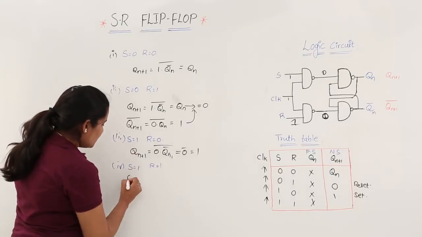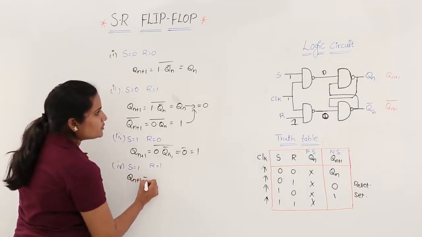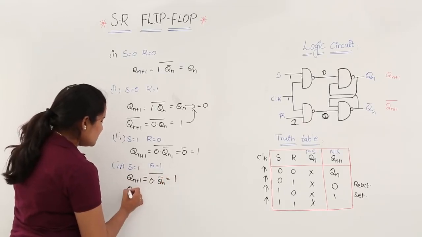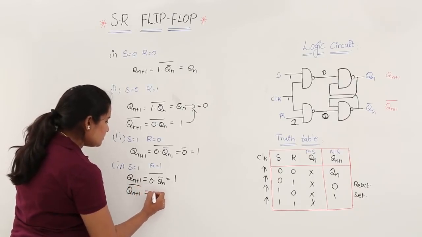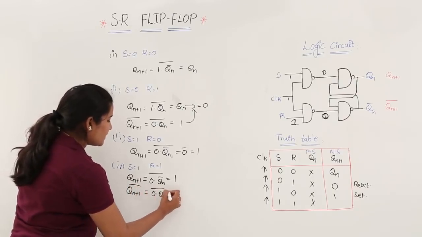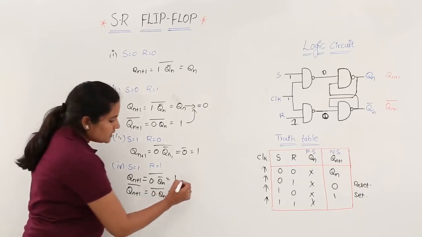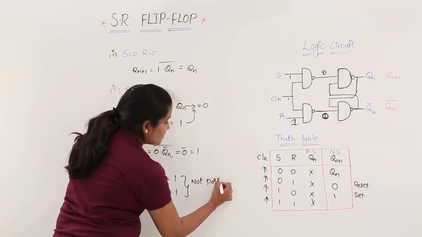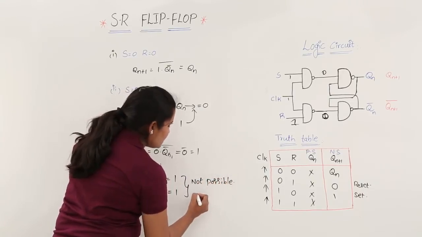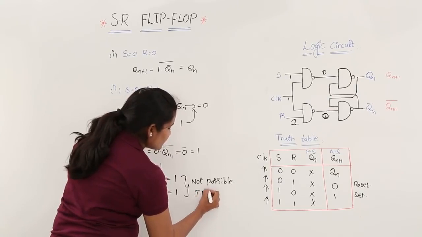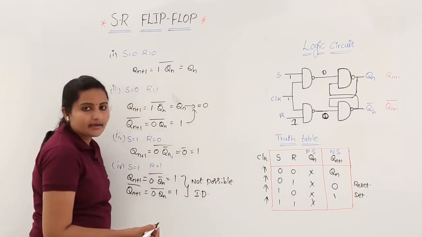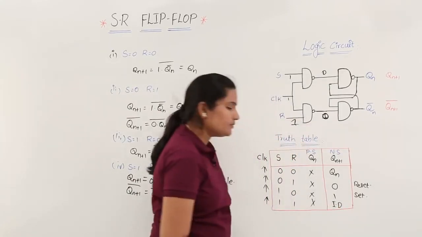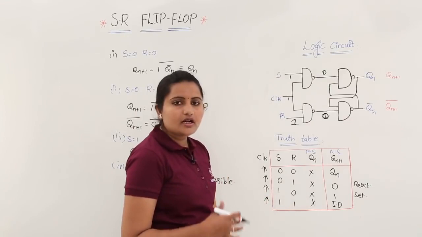In this case Qn plus 1 is 0 into Qn bar whole bar, so you get 1 here also. Qn plus 1 whole bar is also 0 into Qn whole bar, that means here also you get 1. This condition is not possible. So it can be treated as an indeterminate state. I am representing it as ID, indeterminate state. Here also I am writing indeterminate state. This state we are not going to take.